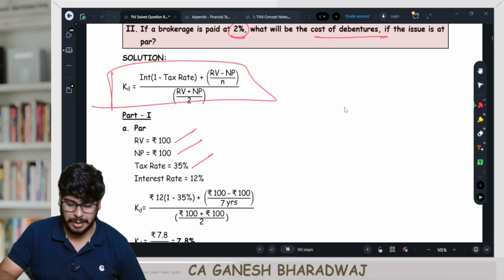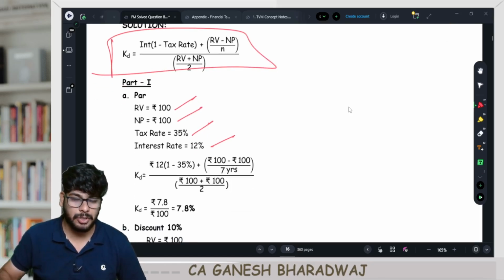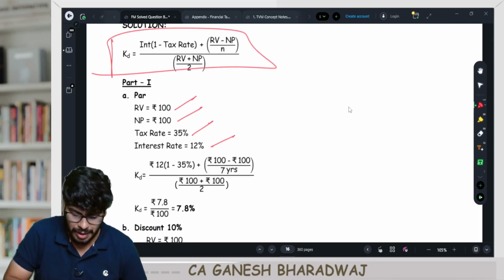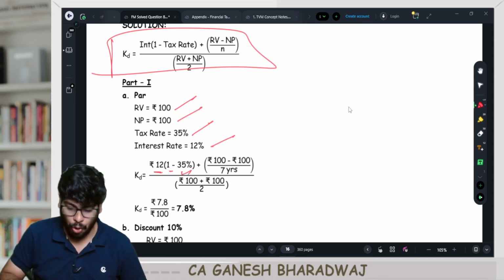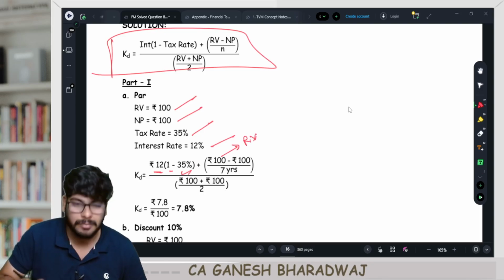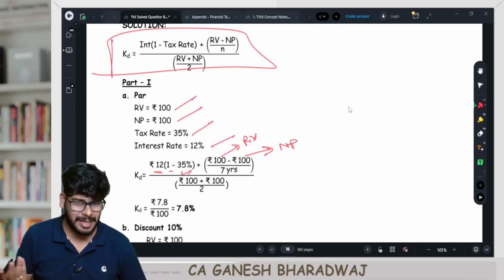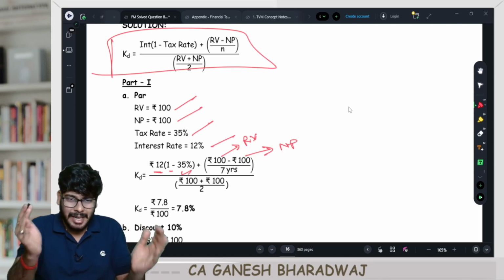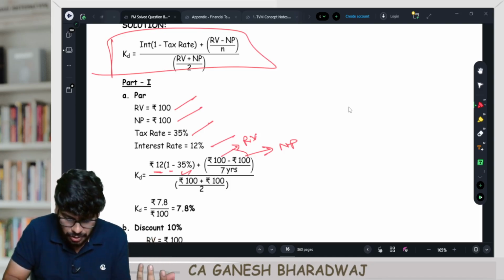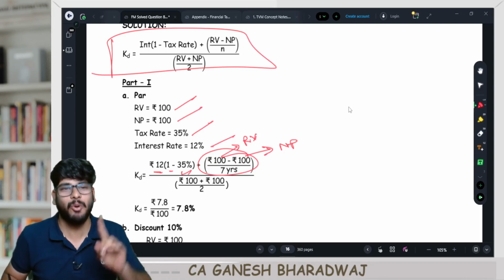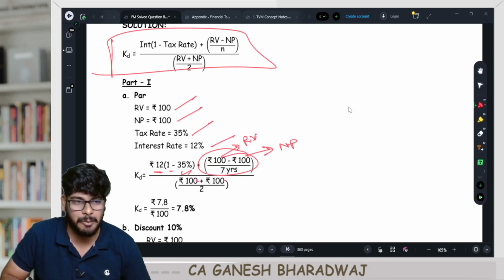Tax rate is 35%. So the interest rate is going to be 12%. So for the first part of the question, what is going to be the KD? 12 into 1 minus tax rate, the whole into redemption value 100 and net proceeds 100. Now, is there any cost? Is there a difference between my RV and NP? No. In that case, there is no cost associated with this. That's all. Clear with this? The only cost is interest cost. The whole divided by RV plus NP by 2.